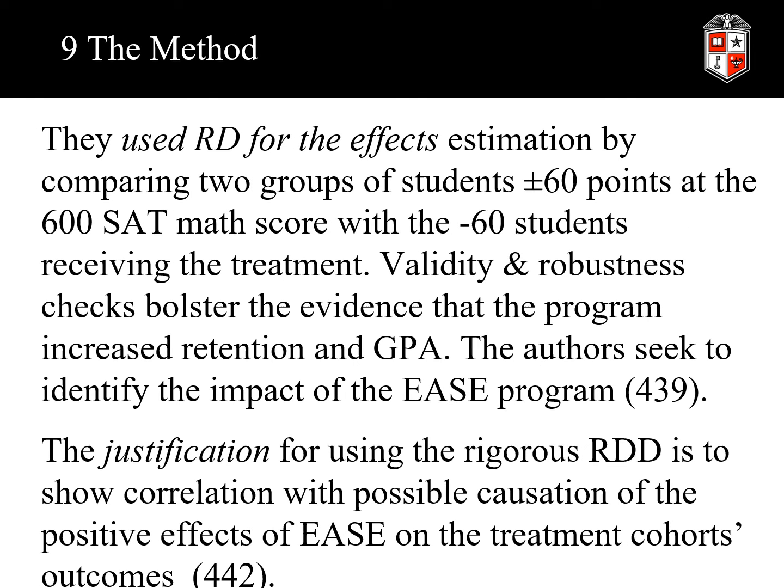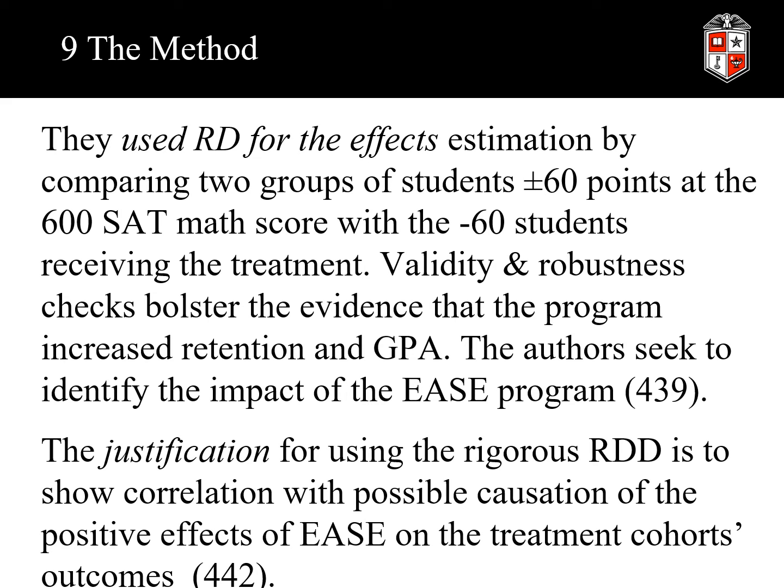Slide 9, the method continued. The authors used the regression discontinuity for the effects estimation by comparing two groups of students, plus or minus 60 points at the 600 SAT math score, with the minus 60 students receiving the treatment. Validity and robustness checks bolstered the evidence that the program increased retention and GPA.